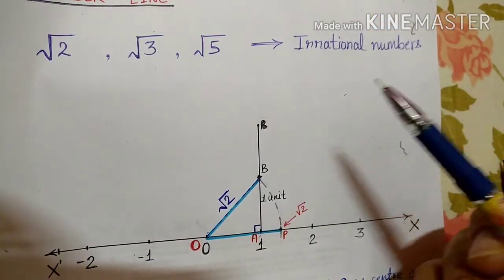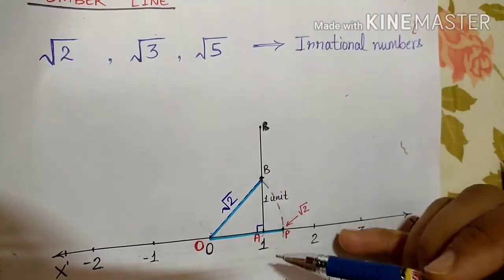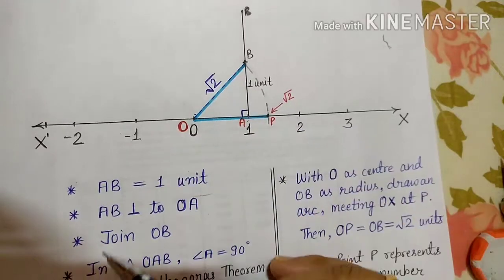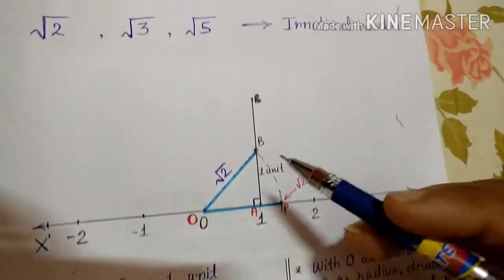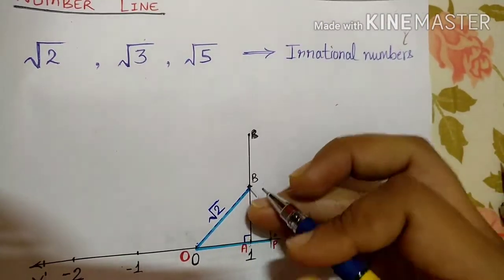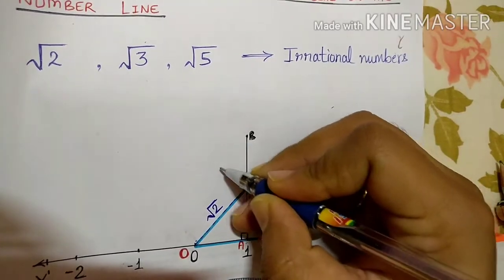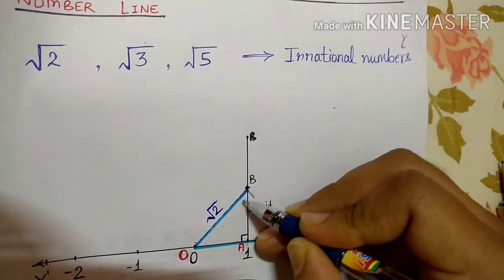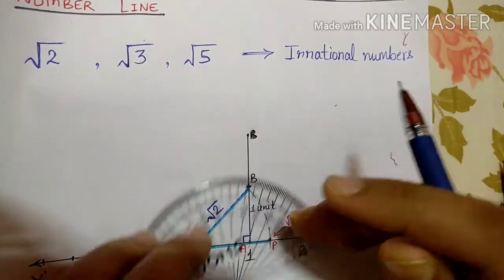Now suppose that we have to represent root 3 also on the same number line. So what can we do? We can apply the same process which we applied here. How? From this point B we have to draw a perpendicular line on this line OB, this one line OB.